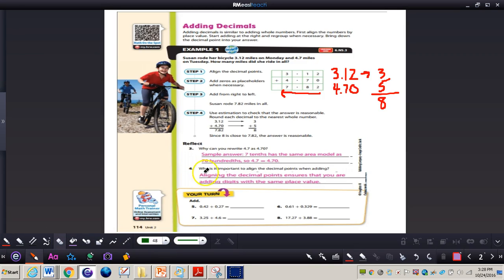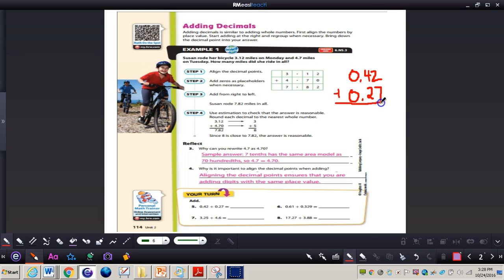All right, now let's take a look at a couple of these we'll do together. Let me erase some things here. All right, so let's do number 5 together. So we have 42 hundredths plus 27 hundredths. So we have 0.42, and then we have 0 and 27 hundredths. So the first thing we have to do is align the decimal points.